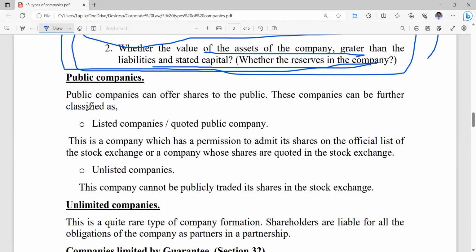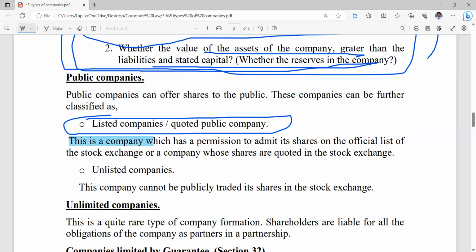Public companies can offer shares to the public. These companies can be further classified as listed, or what we call a quoted company. This is listed in the Colombo Stock Exchange. This is a company which has permission to admit shares on the official list of the Colombo Stock Exchange, or a company whose shares are quoted in the stock exchange.